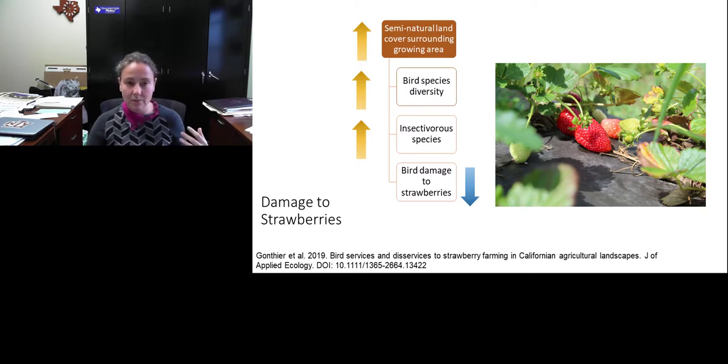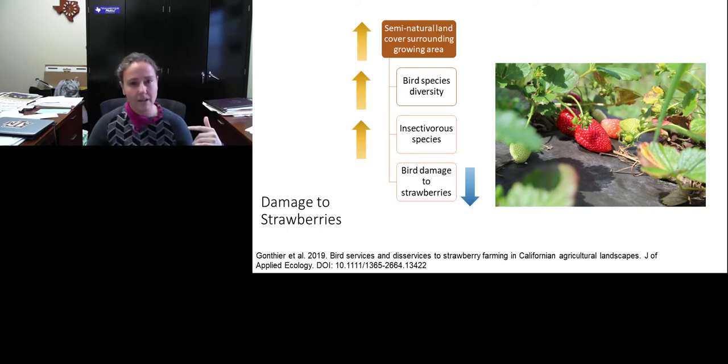And what they found was when they excluded the birds from a strawberry area, they actually had more insect damage. So the birds were sometimes damaging and eating the fruit, but some other species of birds were also eating insects that were eating the fruit. So they actually found a net zero effect of the birds in those landscapes.